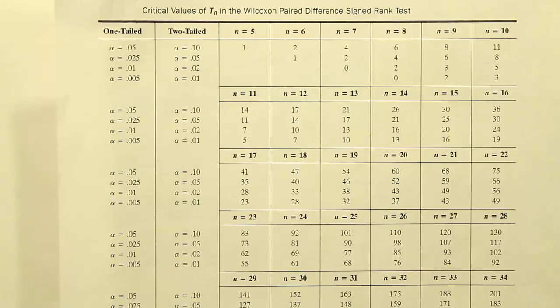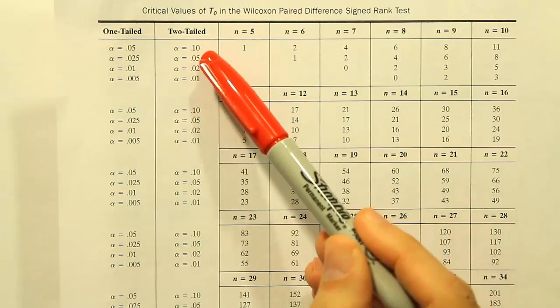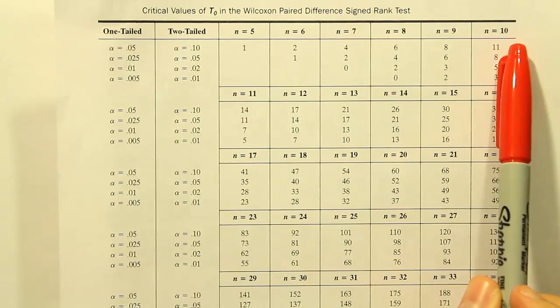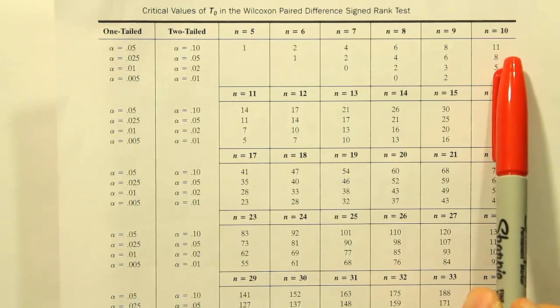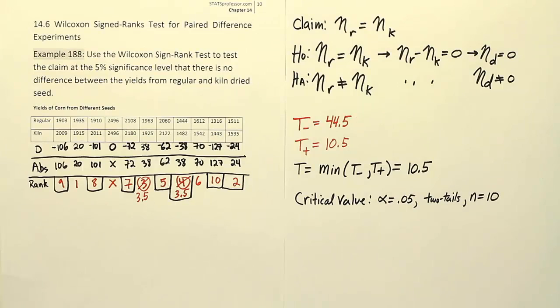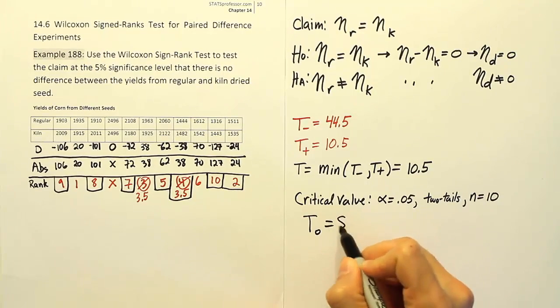Okay, so we're at the sign rank test table, and we're looking for 0.05 and 2 tails here. So in the 2-tail column, 0.05, and with n being 10, we find the answer 8. So our critical value from the table, which we'll call T0, turned out to be 8.